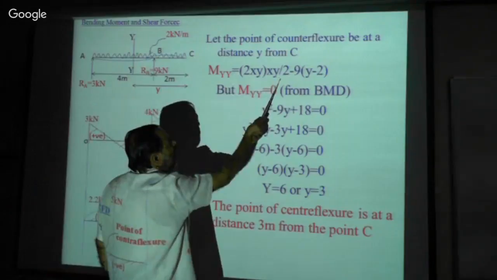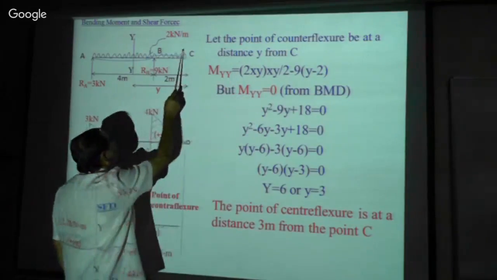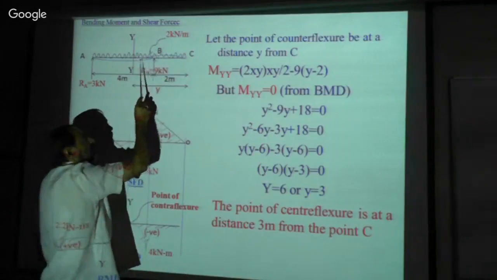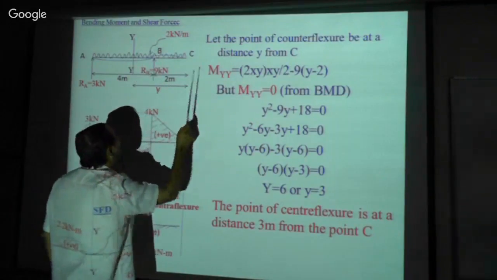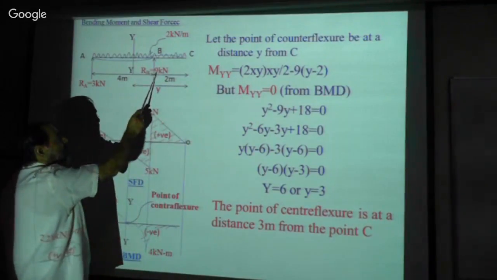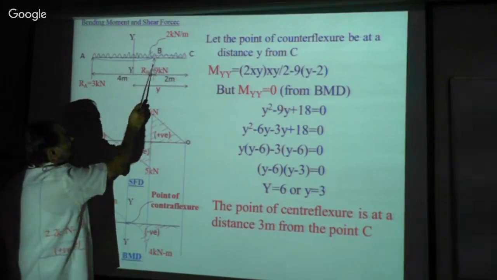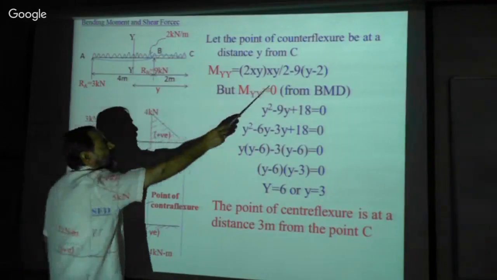This is y by 2, half of it, as we assume that the entire load is acting at the center. Therefore, it is y by 2, minus 9 into the distance y minus 2. Y minus 2 is the distance. This is what we have written.